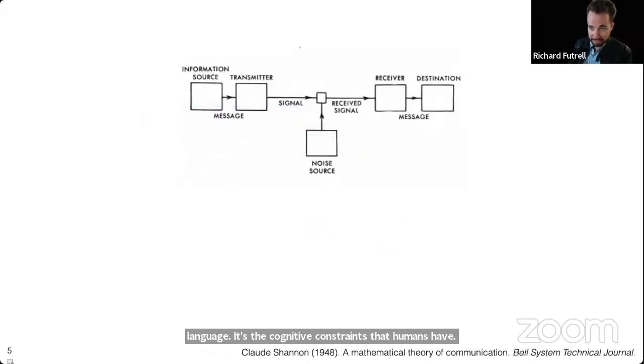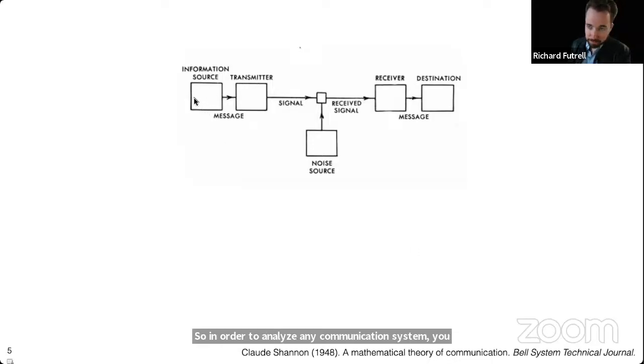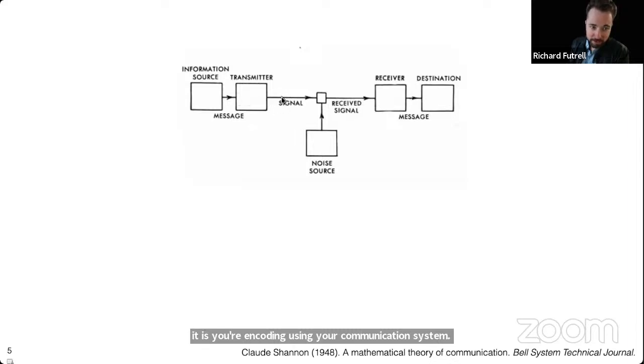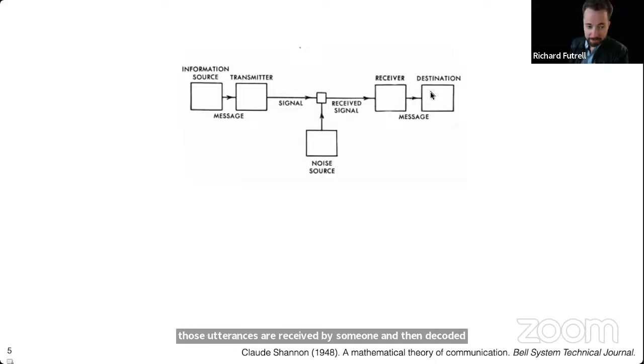So taking an information theory view of a communication system, you get this kind of picture. This is the picture from the original information theory paper. In order to analyze any communication system, you think about it in terms of these parts. You have an information source that's like a probability distribution over messages or meanings or intents or whatever it is you're encoding using your communication system. You convert those messages into signals, which are like utterances. Then those utterances are received by someone and then decoded to get at the original message or meaning or intent.